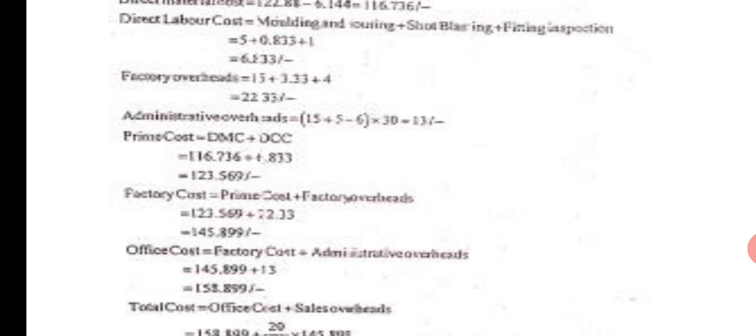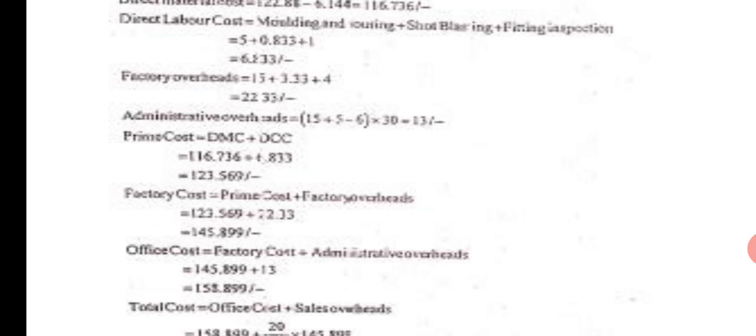We have calculated the material per piece. We have got the direct material cost per piece. We have calculated the direct labor cost per piece. We have calculated the factory overheads per piece. Now we have calculated the administrative overheads per piece. So please understand here, 15 plus 5 plus 6 divided by 60 is not given. Please divide that by 60, because you have got to convert into hours.